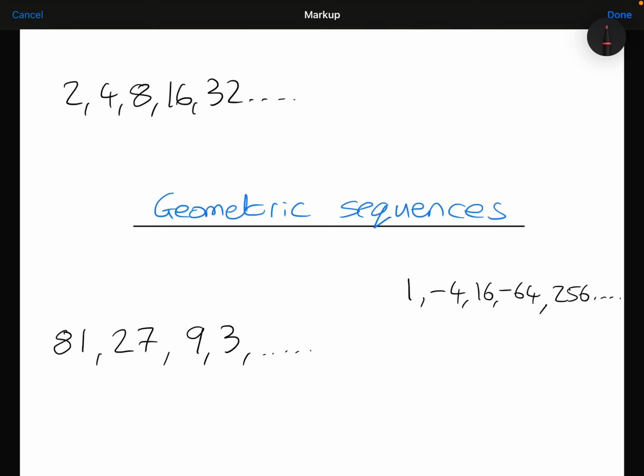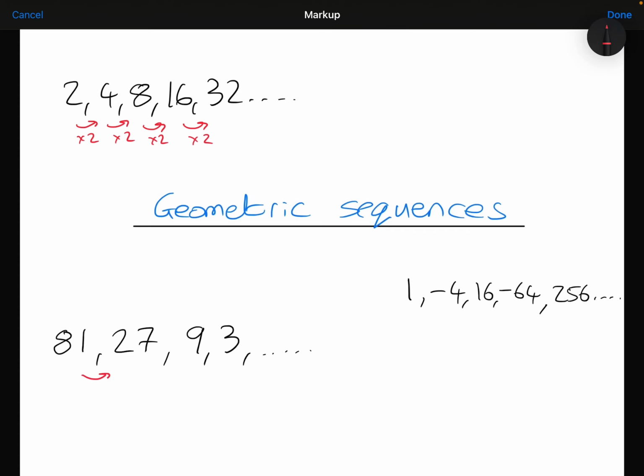This video is all about geometric sequences. The three sequences on the slide there are all geometric sequences. The first one, we can see that we are multiplying by 2 each time. 2 times 2 is 4, 4 times 2 is 8, 8 times 2 is 16, 16 times 2 is 32. The common ratio between each set of terms is 2.